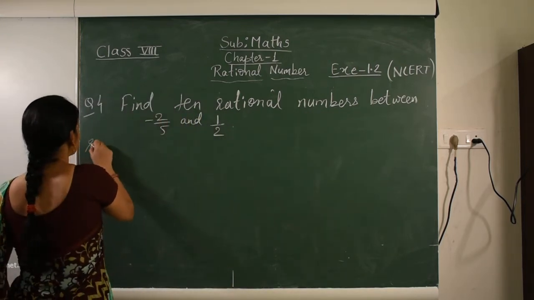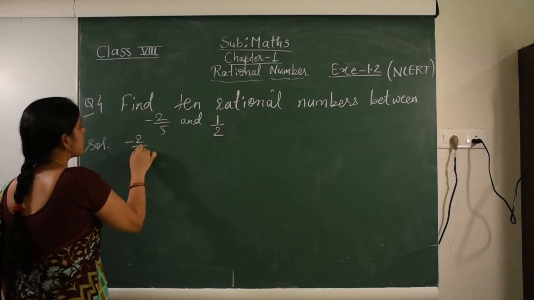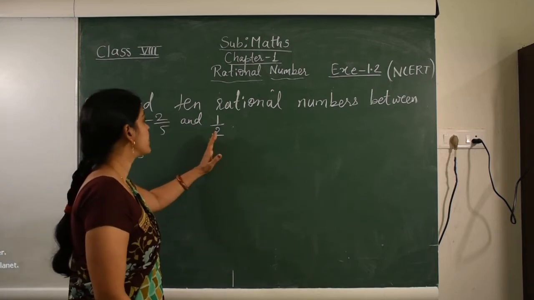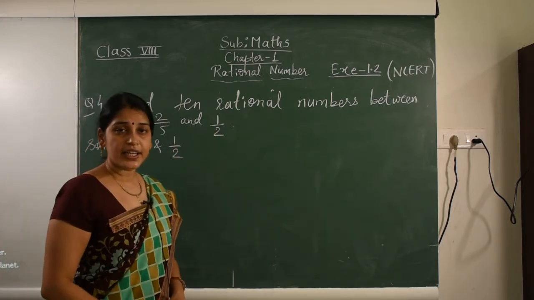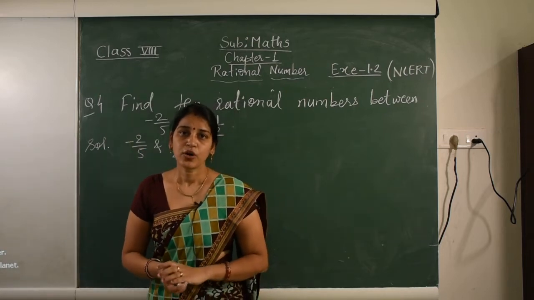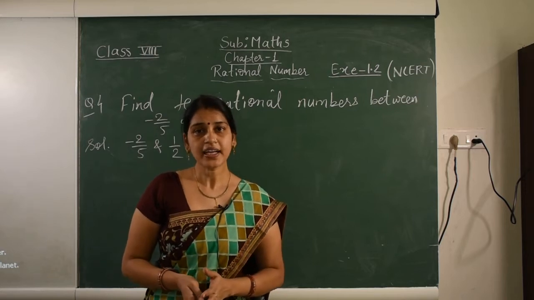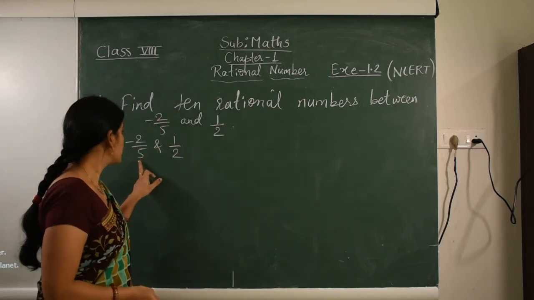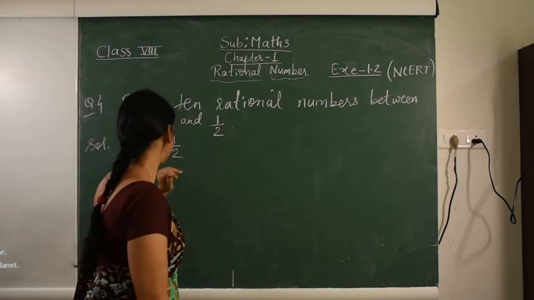So let's check here. First, given minus 2 by 5 and 1 by 2. First you have to make their denominators the same. How can we make their denominators the same? By taking their LCM. So the LCM of 5 and 2 is 10.